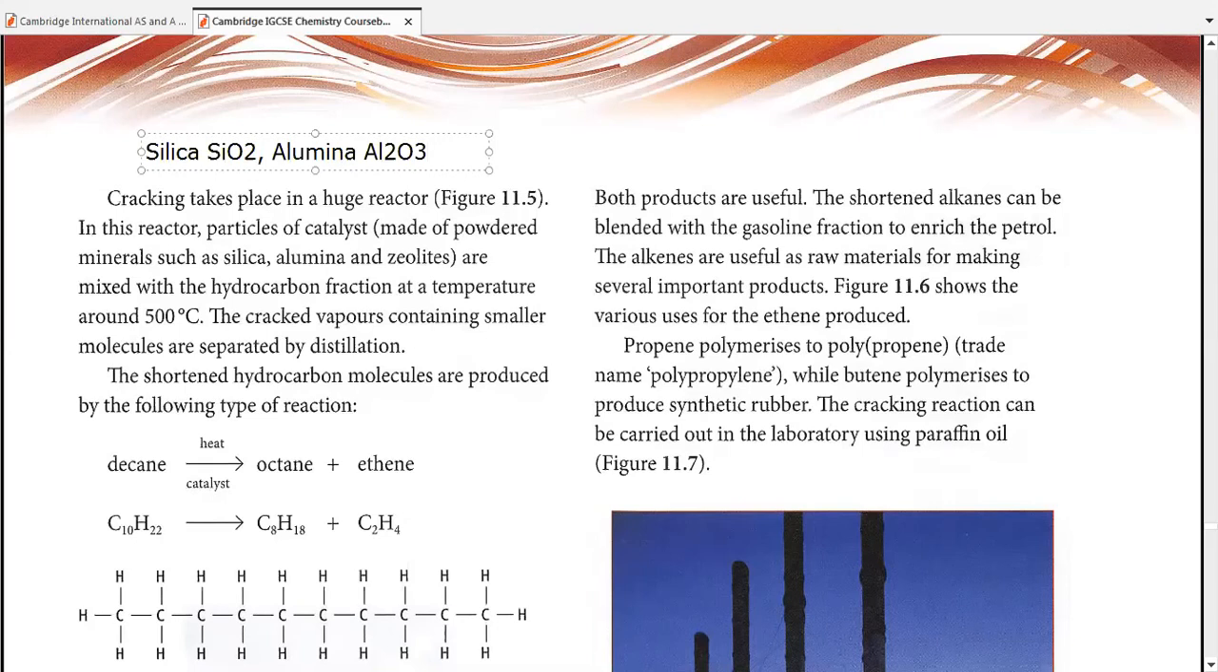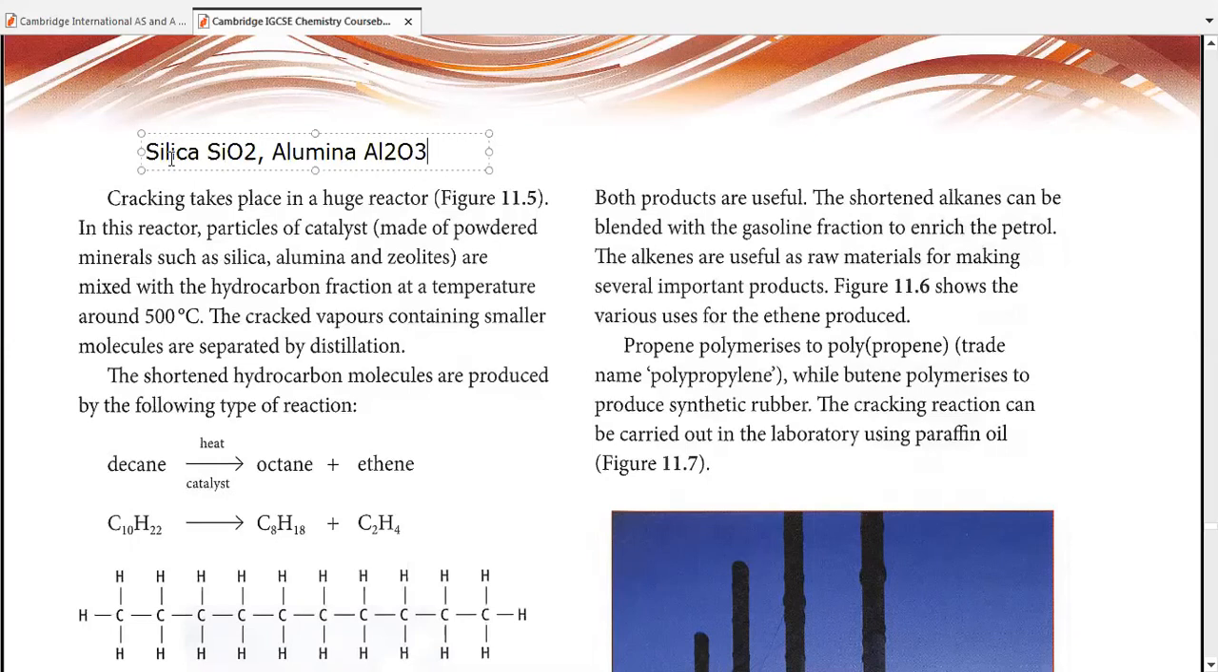Okay? So the book assumes that you know that in the absence of air or oxygen, cracked vapors, which come from this whole cracking process, contain smaller molecules, but as I told you before, it consists of hundreds of compounds. So what we do, we separate them by distillation, and here they mean fractional distillation.